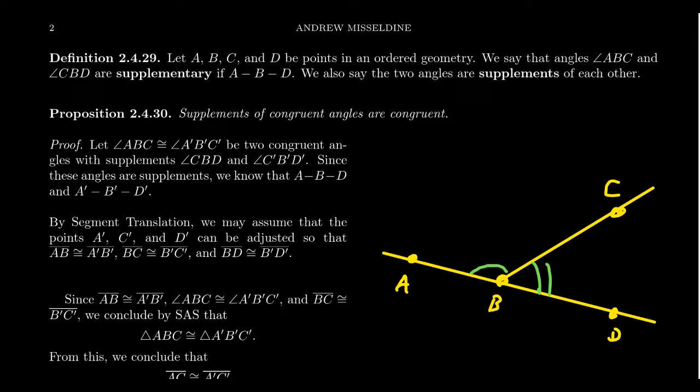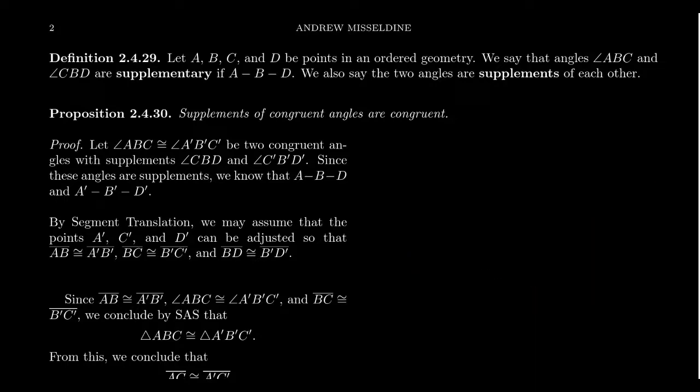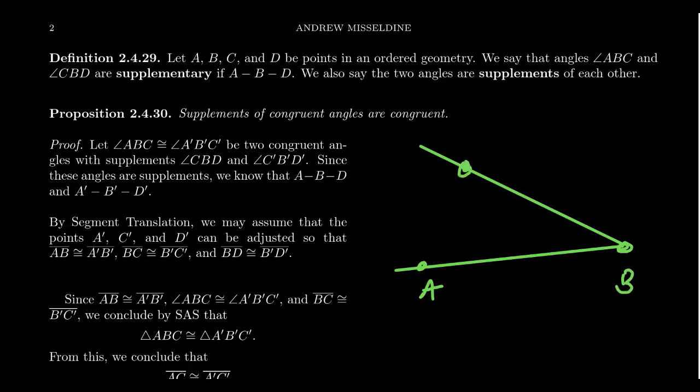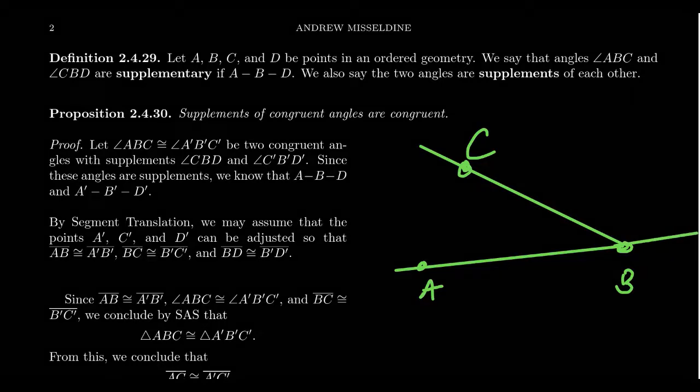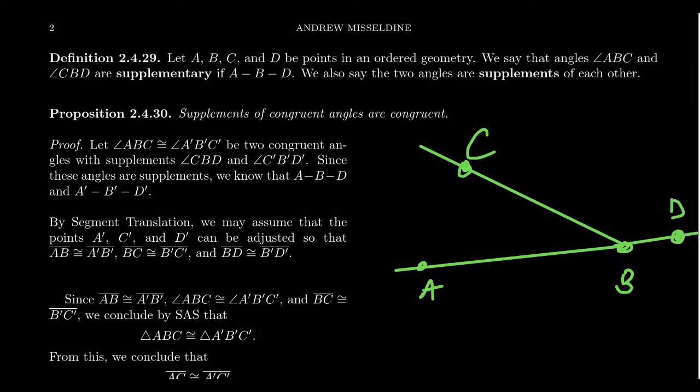I should mention that given any angle, because angles make sense in any ordered geometry, let me erase some of my picture here. In fact, we'll just start from scratch. Given any angle, we'll draw it like this, for which this is A, this is B, and this is C. Given any angle in an ordered geometry, we can always construct a supplementary angle, because after all, by the extension axiom, we can extend the line AB so that there's some point D such that B is between A and D. So the extension axiom gives us that.